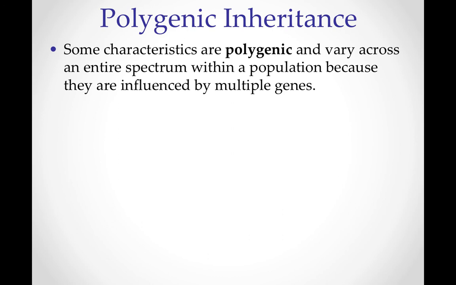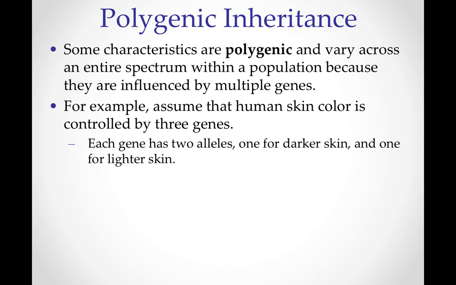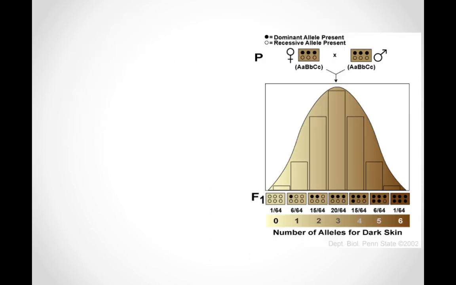Now we have polygenic inheritance. Some characteristics are polygenic and vary across the entire spectrum within a population because they're influenced by multiple genes. Those are a lot harder to track. Human skin color is controlled by 3 genes. Each gene has 2 alleles, one for darker skin and one for lighter skin. So this is where we get these independent assortments.